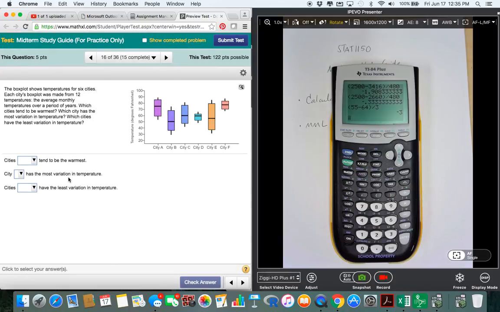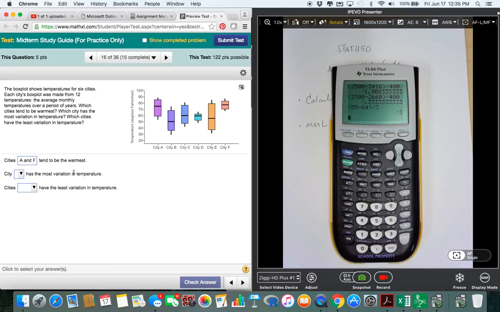Okay, what city tends to be the warmest? Well, the warmest would be with the median with the highest value. So I'm going to go with city F. Okay, it gives me 2 choices. So E and F, A and F. Okay, so I want the 2 highest medians, given the context the question is provided in. So the 2 highest would be the ones with the 2 highest medians, so that would be A and F.